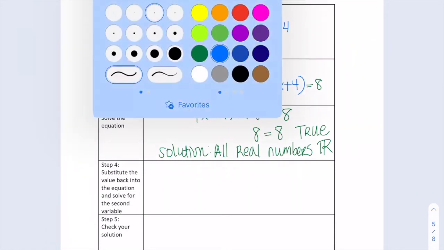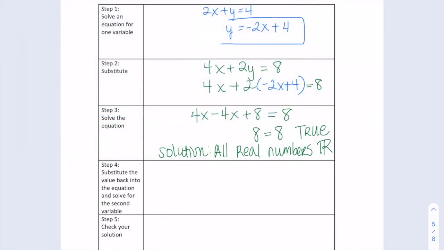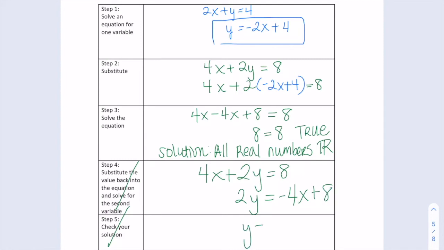So this was the equation when I isolated y for the first equation. Now if I isolate y for the second equation, and we're not substituting anymore because there's no solution. All real numbers is the solution. So the equation is 4x minus 2y equals 8. When I subtract 4x and then divide by 2, you will notice that we get the same exact line.